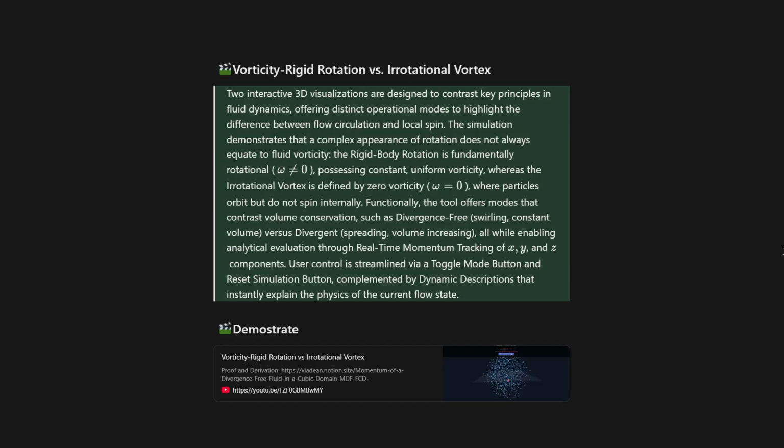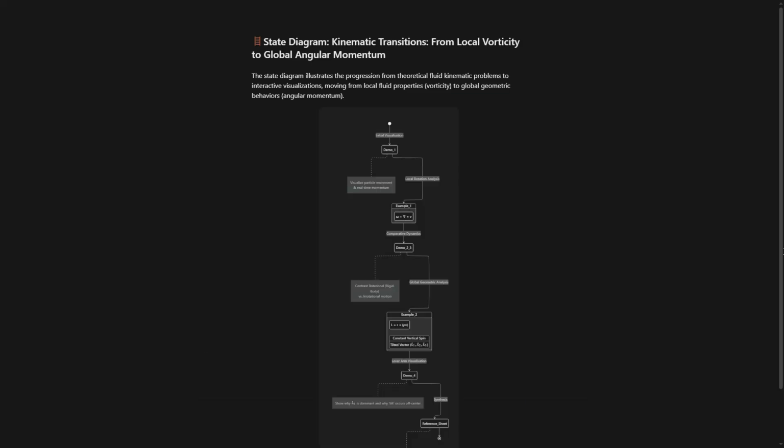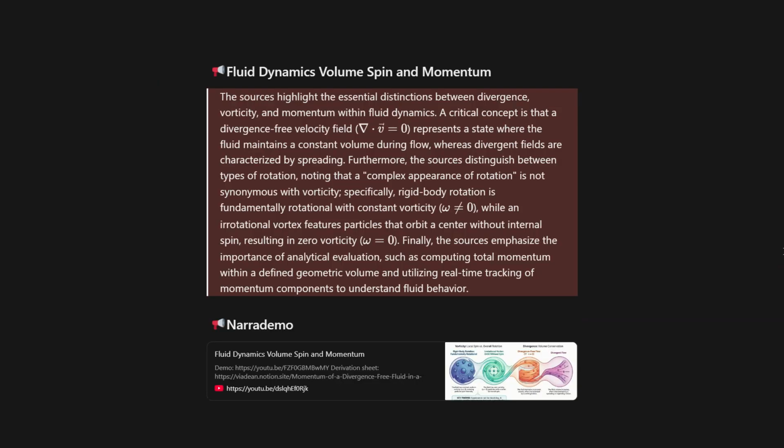The rigid body paradox. A central theme of the research is the distinction between different types of rotation. Local spin. In this helical model, every tiny parcel of fluid is spinning around its own center, much like a solid rod would if you twisted it. This is known as rigid body rotation.